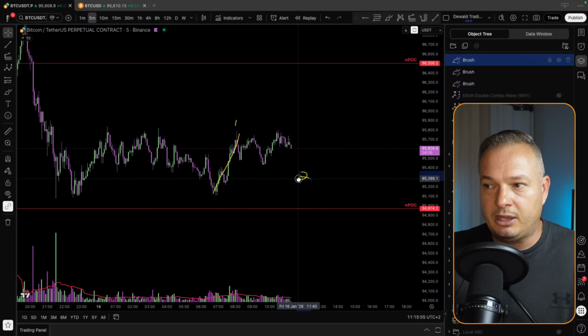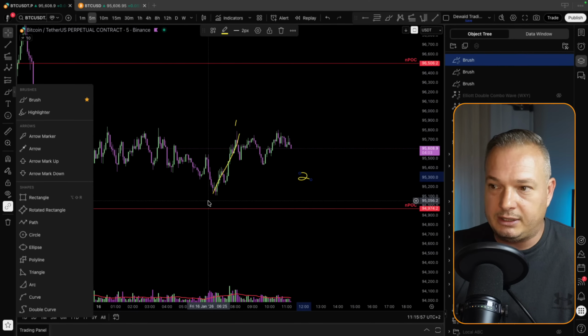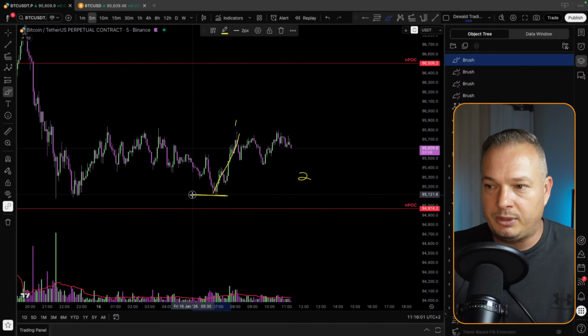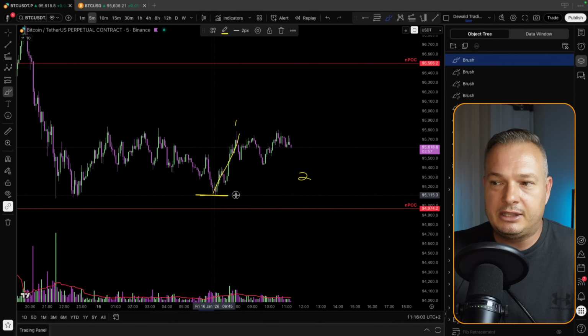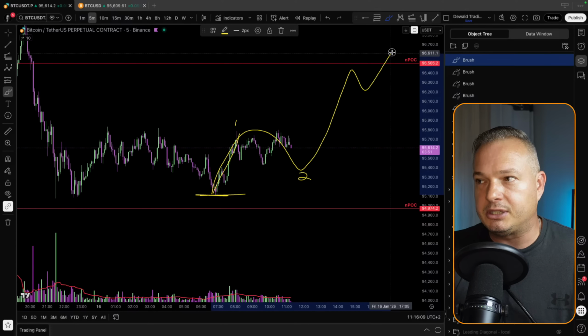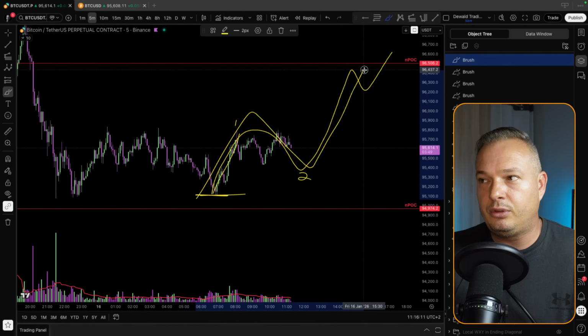Maybe 2 is going to be over here, but what you don't want is this low to be claimed. You do not want this low to be claimed. Because as soon as this low is claimed, it means the C wave is done. But you could form a larger C wave to the upside. 1, 2, 3, 4, 5.